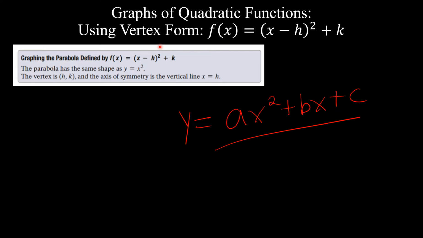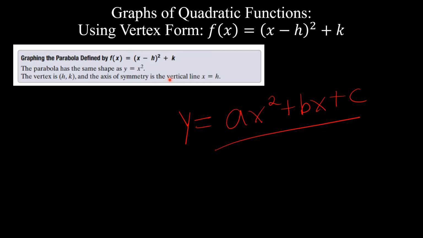And the really nice part about using vertex form is right in the name. If you use vertex form, you are basically given the vertex in the equation, okay? Because as it turns out, when we graph parabolas defined by this form right here, f of x equals (x minus h) squared plus k, the parabola is still going to have the same shape as y equals x squared, so a normal parabola. But the vertex is going to be given to us. So whatever number is here and here, that's going to be our vertex, okay? So we're literally given the vertex in the equation.